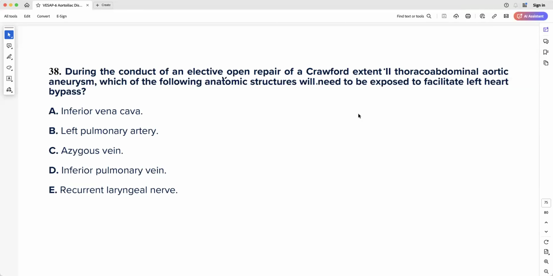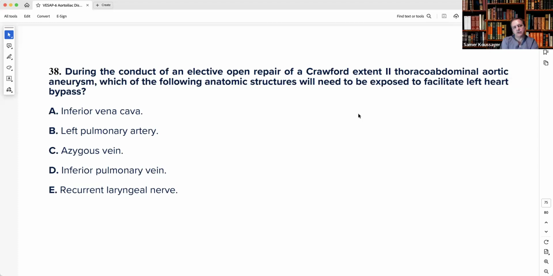Inshallah. During the conduct of an elective open repair of a Crawford extent 2 thoracoabdominal aortic aneurysm, which of the following anatomic structures will need to be exposed to facilitate left heart bypass? Okay, guys, before you go there, this is a question for somebody who does open thoracoabdominal repair. Let me ask a question first. What's the difference between left heart bypass and ECMO?